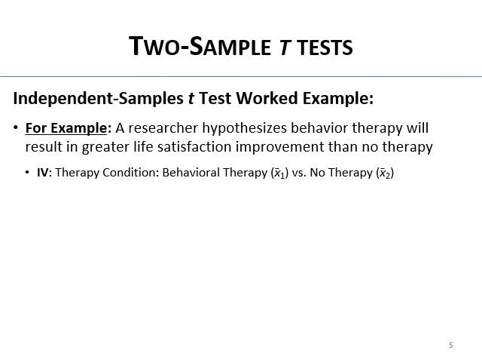Your IV is therapy condition. The first group is behavioral therapy. They're X bar 1. It's going to be their words remembered. And then no behavioral therapy or no therapy at all will be X bar 2. Your DV is life satisfaction scores.